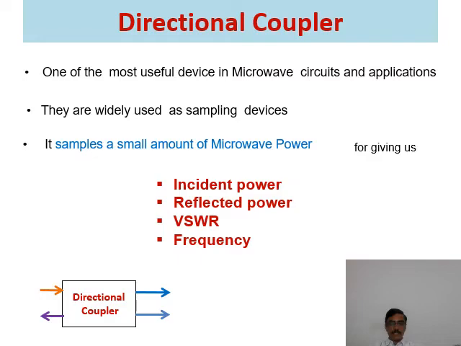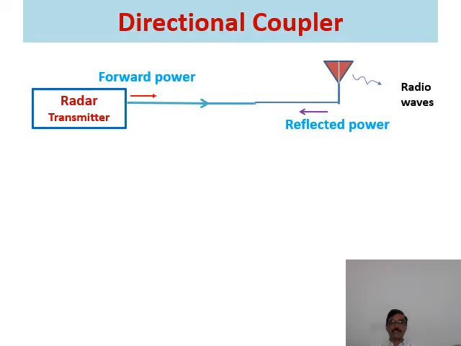For example, this is the directional coupler, a 4-port device. We connect a power meter or a spectrum analyzer, etc., at one of these ports, usually at the coupled port. And from these detector measurements, we get all these parameters. We'll see more details about this 4-port directional coupler in the coming slides. Let us see various applications of a directional coupler.